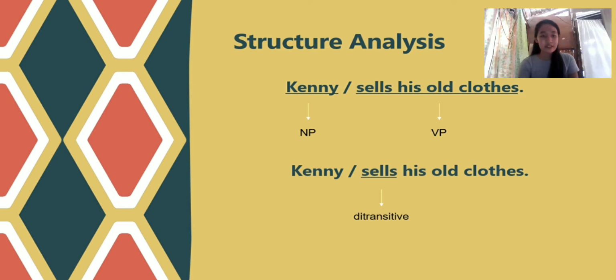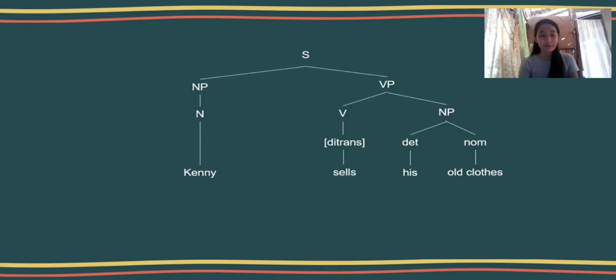Now let's proceed to the phrase structure diagram. Okay, Kenny is an N, that is an NP by itself, and now let's connect the NP and VP. So sells here is ditransitive, and then his is our determiner, and old clothes is a noun. So that is how you're going to do phrase structure.